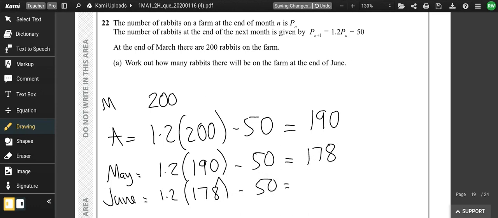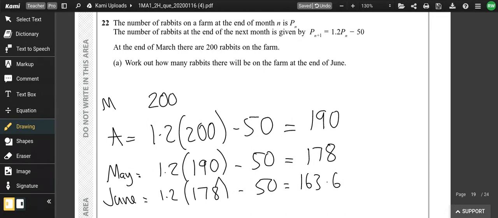163.5, 0.6. Okay, so that's iteration. You're just taking the answer from the last calculation and putting it back in.